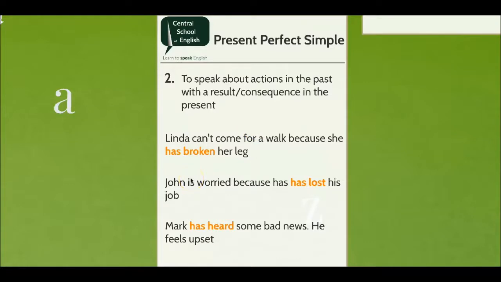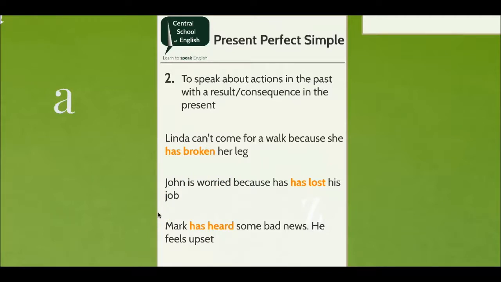Here is a second example. John is very worried because he has lost his job. In this sentence, we use the present perfect to speak about the action in the past. We use the present perfect to communicate that John has lost his job. This action has a result in the present. The result is that now John is very worried.